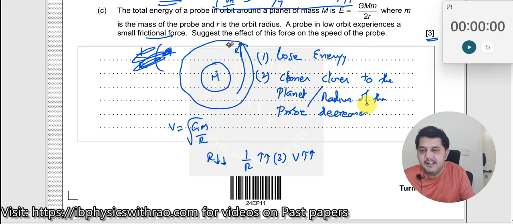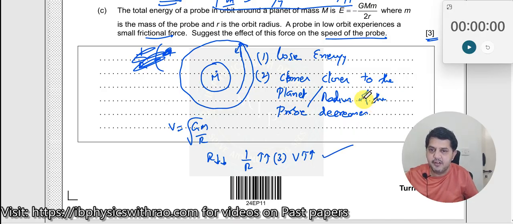What is this asking? Suggest the effect of this force on the speed of the probe. Finally, we have visited this part, right? So with this, we come to an end to this problem. Tomorrow we will see the next problem.